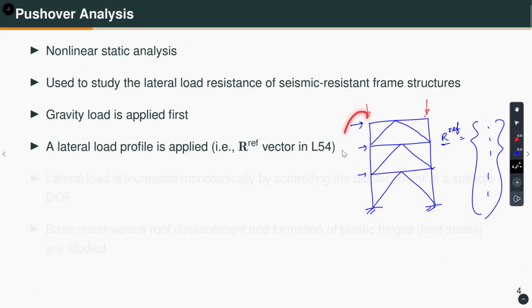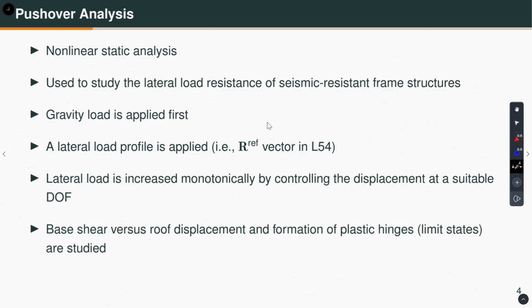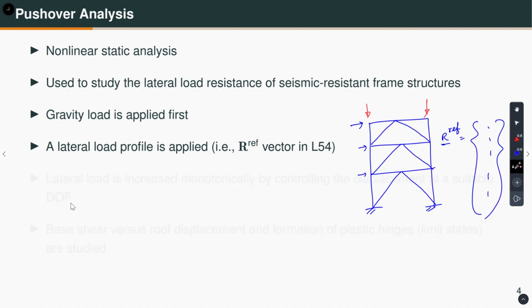So, lambda times this reference load vector is my applied load at a given step. We increase this lateral load monotonically by controlling the displacement at a suitable degree of freedom. Now, coming to this problem, we can decide, okay, I will control the horizontal displacement of this node, or you can say I will control the displacement of that node.